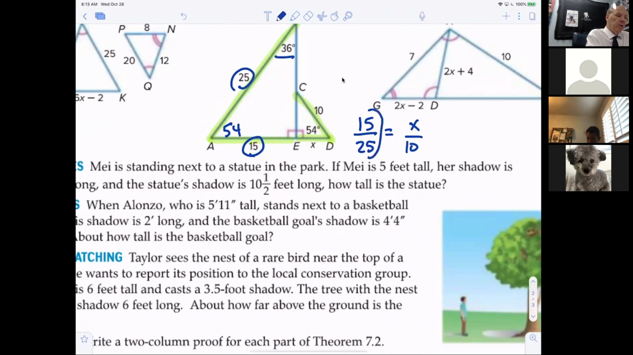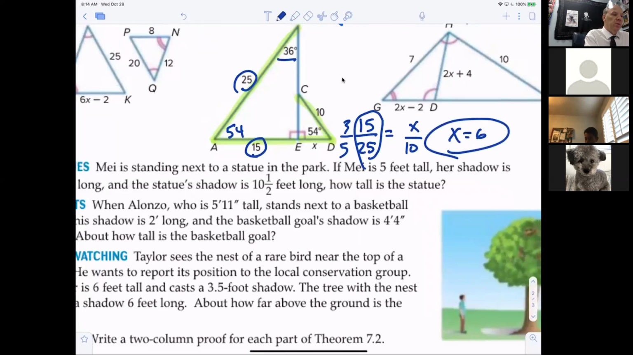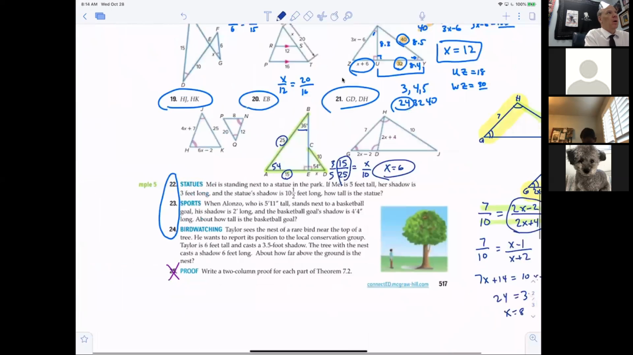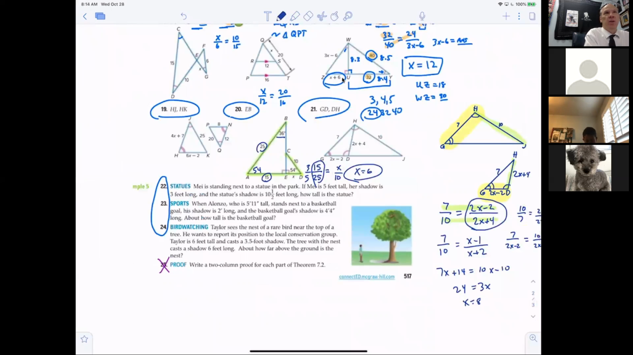And again, I always tell kids reduce if you can. So I'd make that 3/5, and then I'd say x equals 6. Much easier. See that? Reduce fractions when you can. It's all about proportions. Should be super, super easy. Anybody else? Anybody else? Come on.